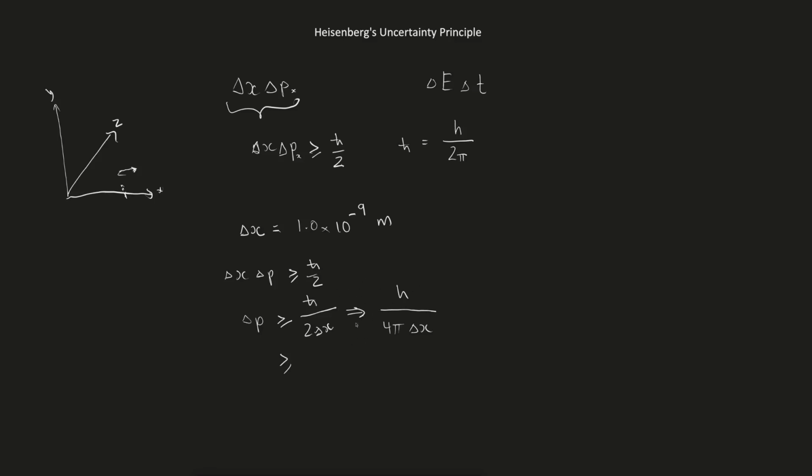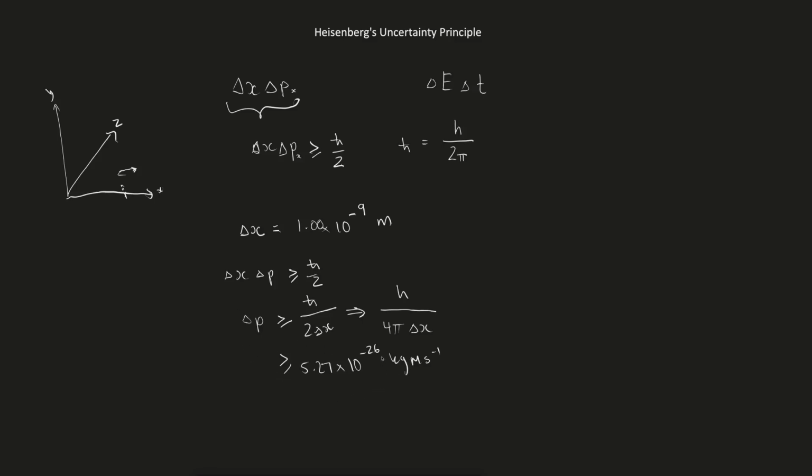Substituting all of these values, given our delta x value up here, into a calculator, you will end up with an uncertainty in momentum of 5.27 times 10 to the minus 26 kilogram meters per second. And I'll add an extra significant figure up here so that we're consistent with having 3. The important factor here is that we can see that the smaller this delta x is, the larger this uncertainty in momentum is going to get.